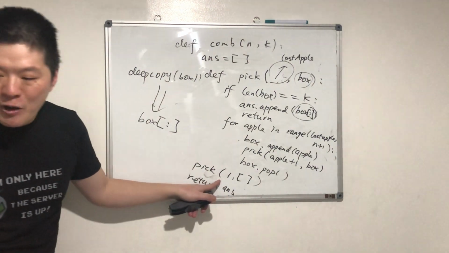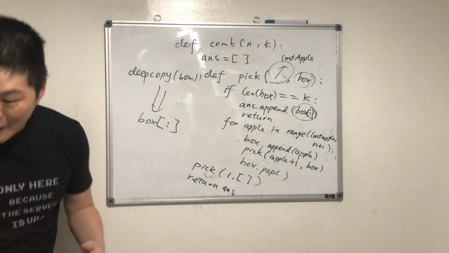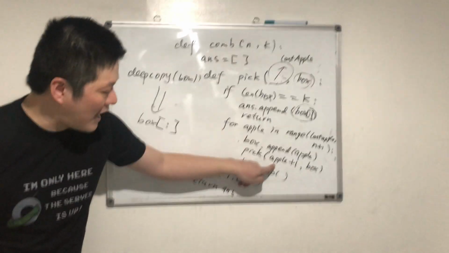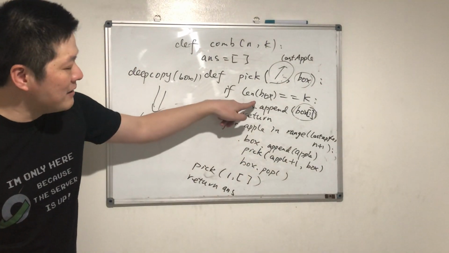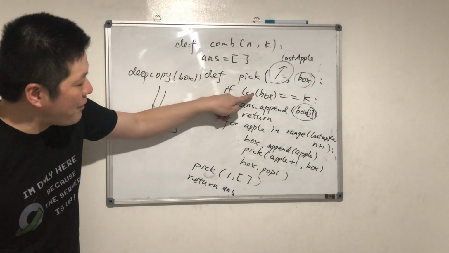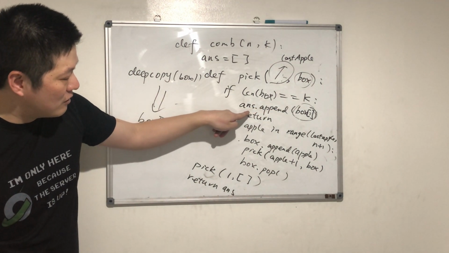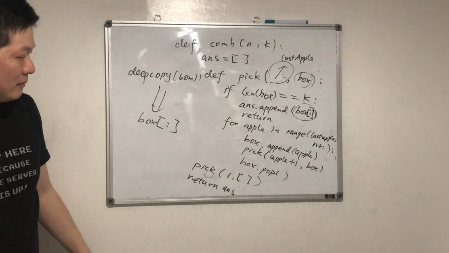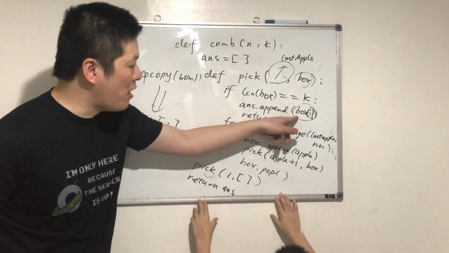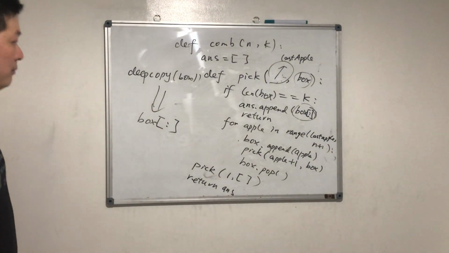When we pick the first apple, we want to try to pick it, but at the beginning we have an empty box. Am I right? Yeah. And I can pick the first apple, right? When I pick the first apple, I can pick the next apple. And when the box contains k apples, look, when the box contains k apples, what should we do? We have a solution of combination. Am I right? Yeah. Okay.